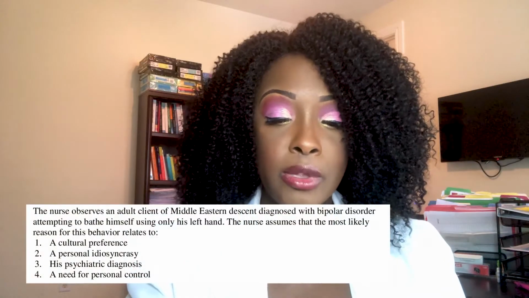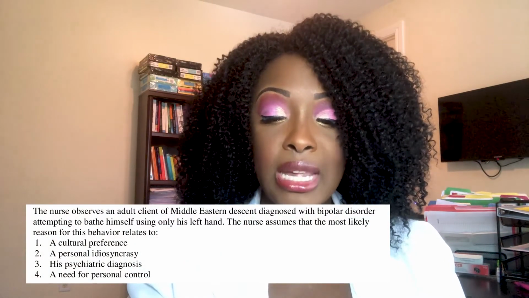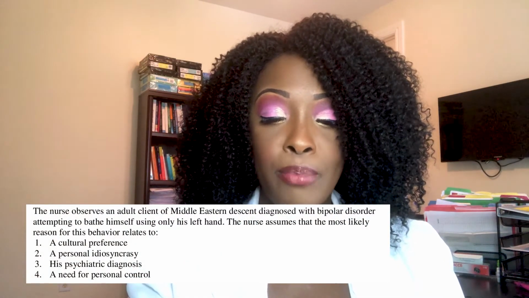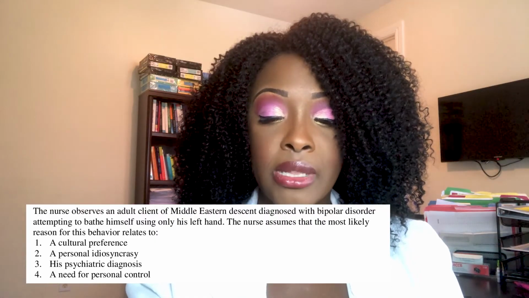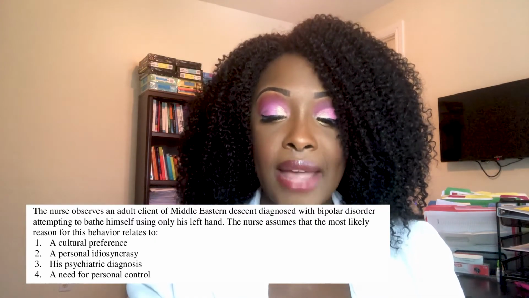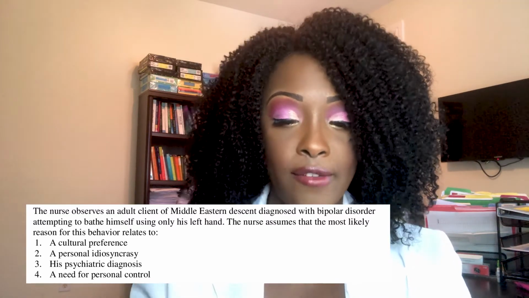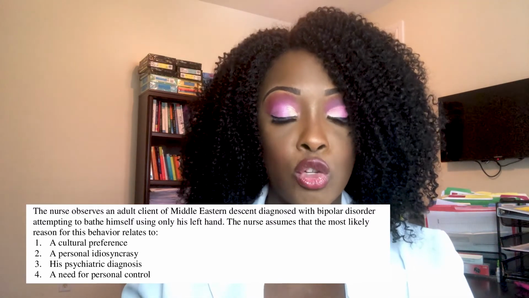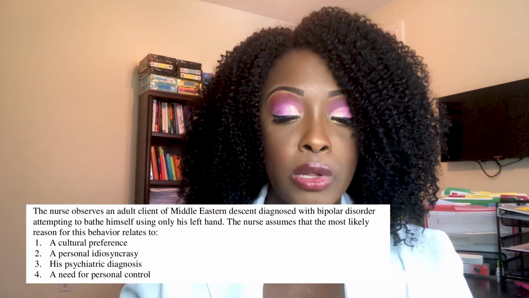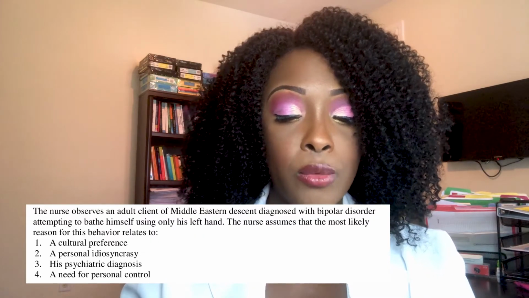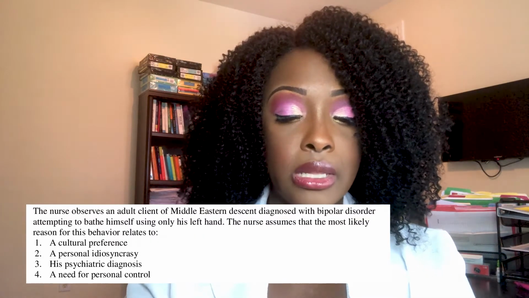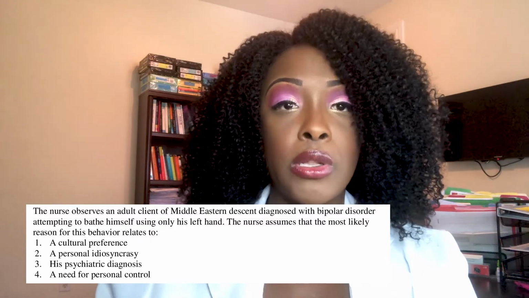Next question. The nurse observes an adult client of Middle Eastern descent diagnosed with bipolar disorder attempting to bathe himself using only his left hand. The nurse assumes that the most likely reason for this behavior relates to 1, a cultural preference, 2, personal idiosyncrasy, 3, psychiatric diagnosis, 4, a need for personal control.